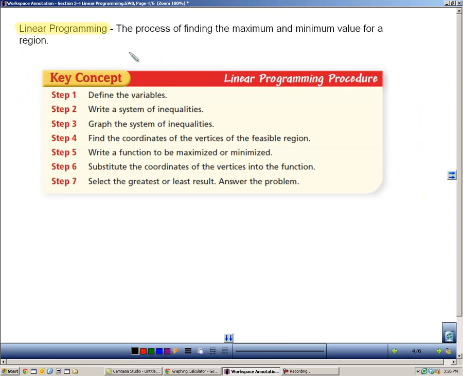So before we do another example, let's just do a review of what linear programming is. It's the process of finding a maximum or a minimum value of a region, and these are the steps that you take to do that.